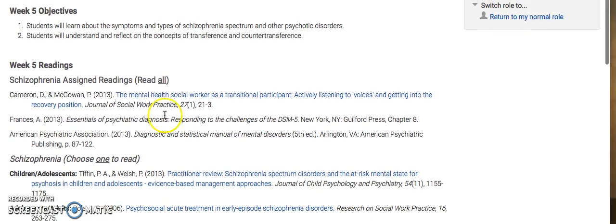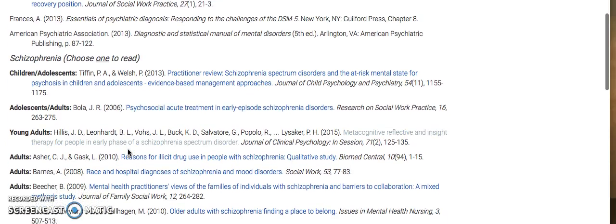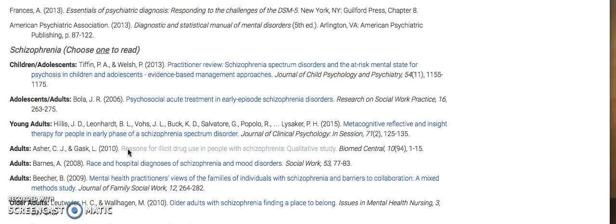For the first section of readings, you have to read all of these, which includes this article, the Francis text, Chapter 8, and the DSM-5, 87 through 122. Secondly, you have to pick one of these. Again, if you have a certain population that you lean more towards or find more interesting for your practice, you can go ahead and read one of those articles. I'm really loving your overviews of these articles so far. They're very thoughtful, and it seems like everybody really takes the time to read these, and that's the way you get the most out of them.